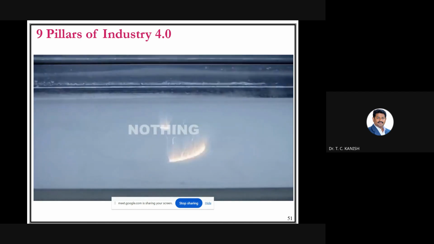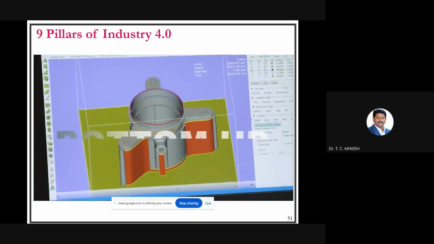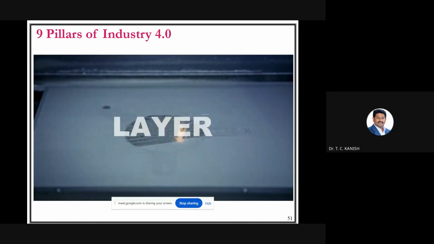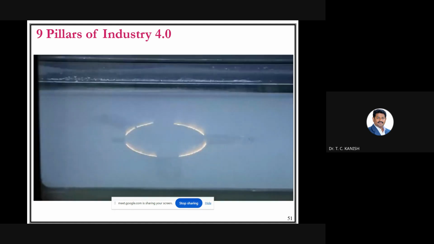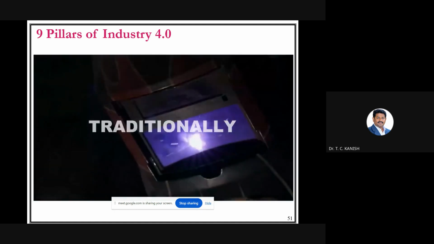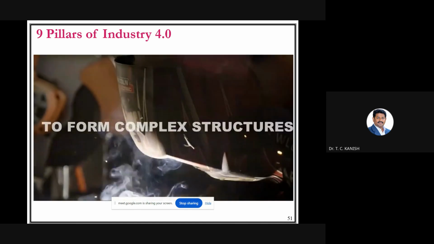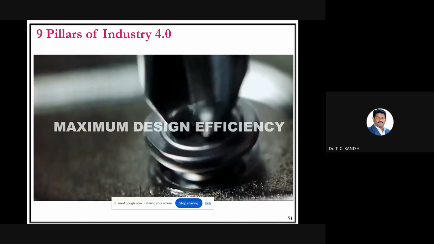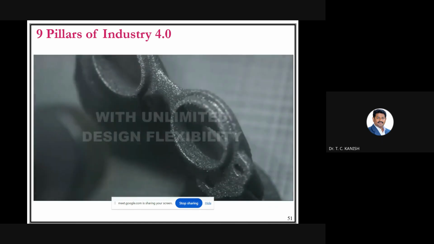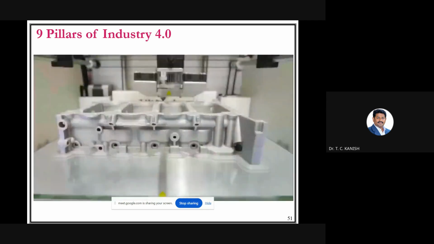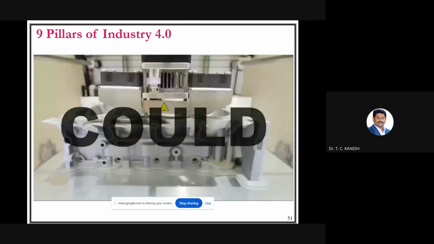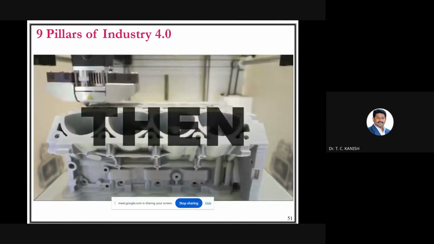This is the SLS method, selective laser sintering, where we can deposit layer by layer and obtain your own product very easily. Even a complex product, we can get it. Layer by layer, you can manufacture even an IC engine.